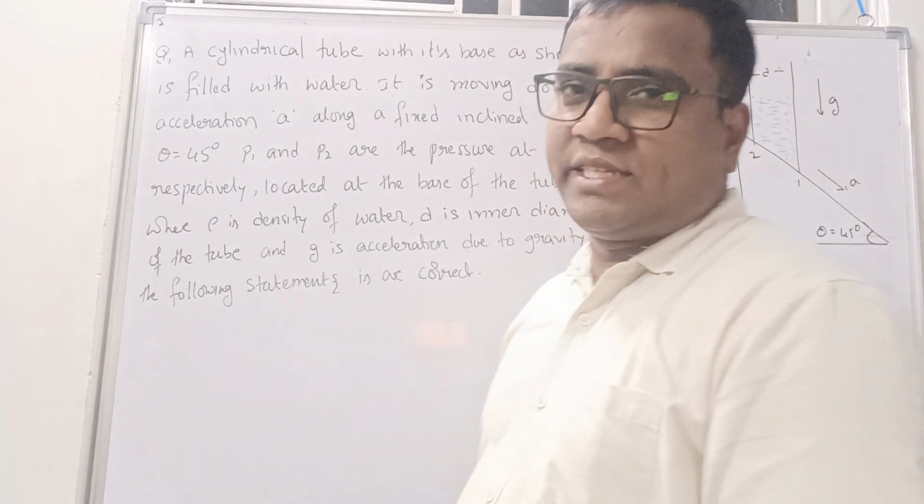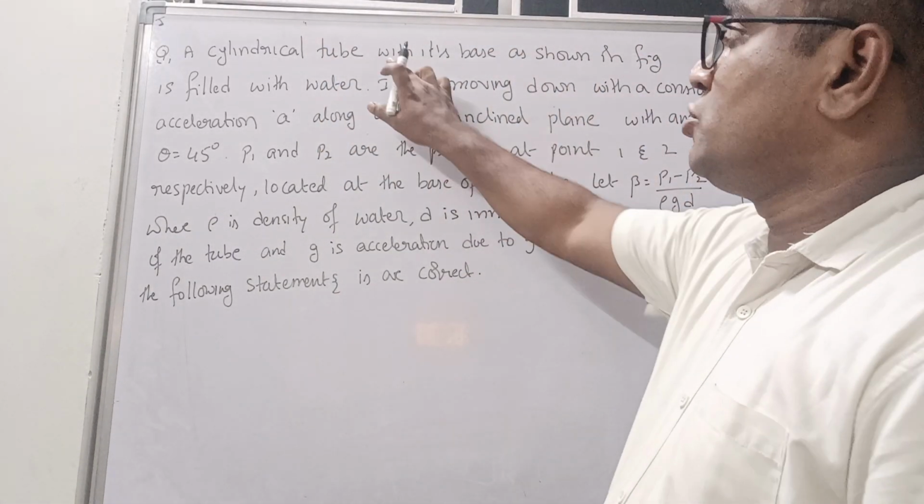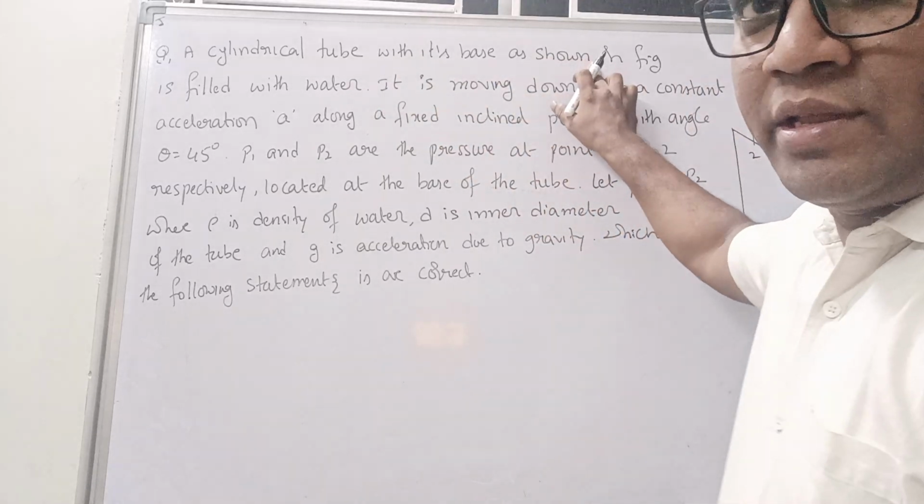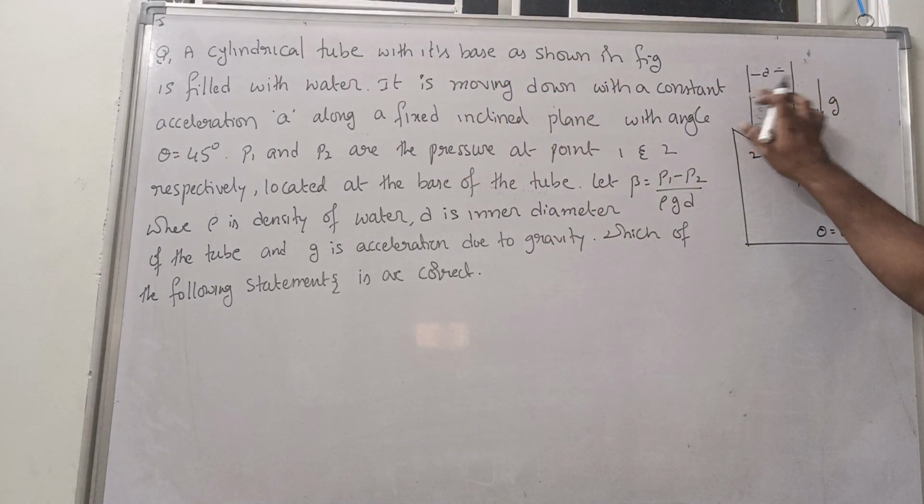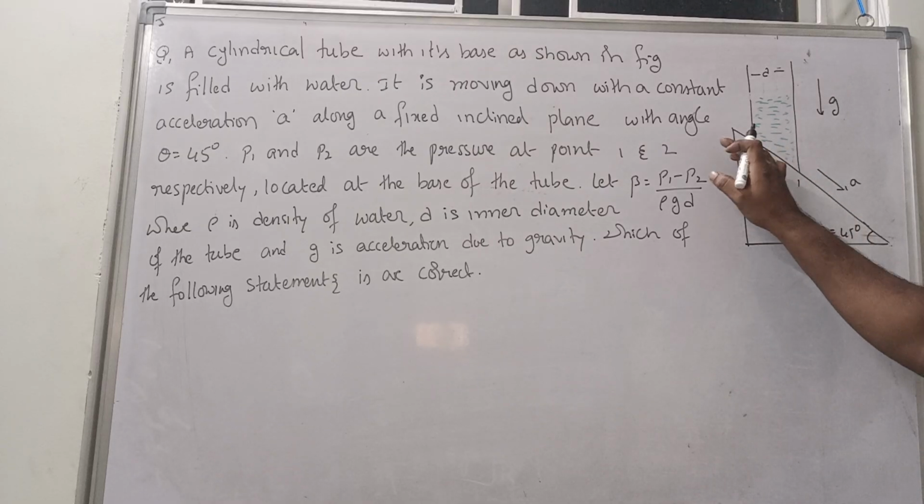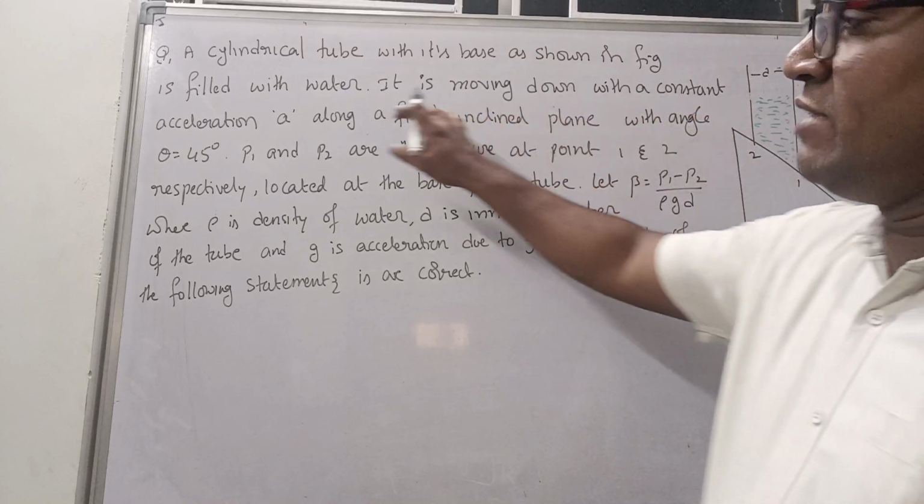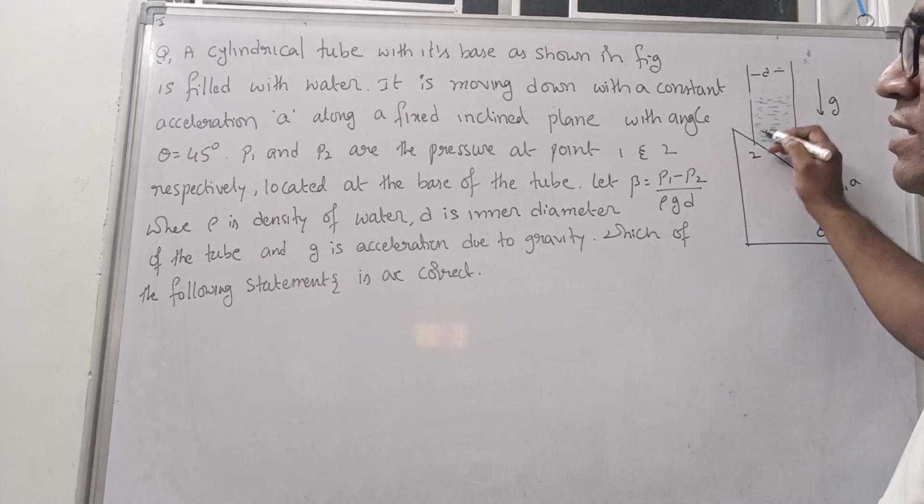Dear students, let's see this question. A cylindrical tube with its base as shown in the figure. Here one tube is given, a cylindrical tube, and the base is inclined. It is as shown in the figure. It is filled with water. So this tube is filled with water.